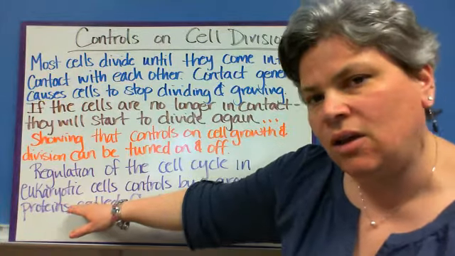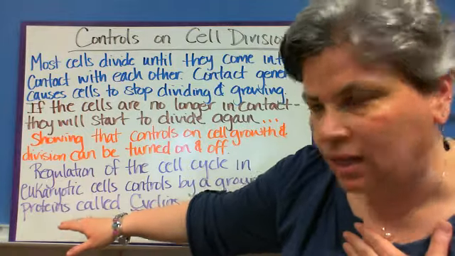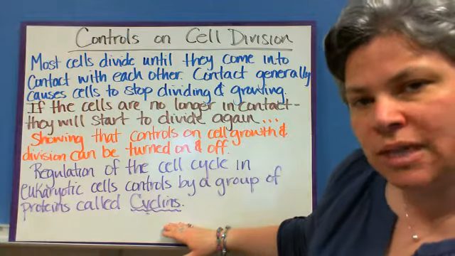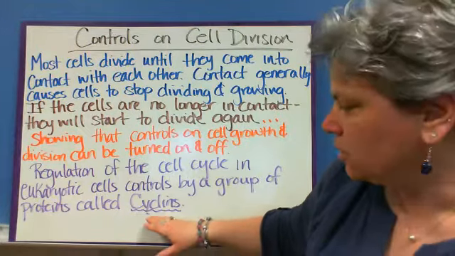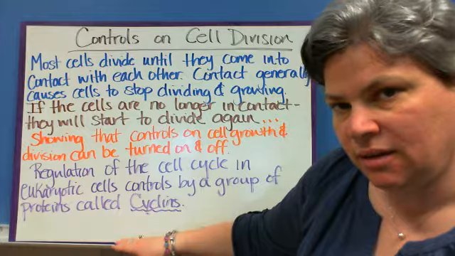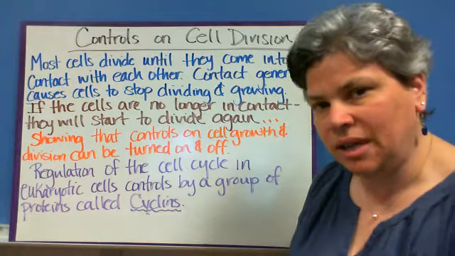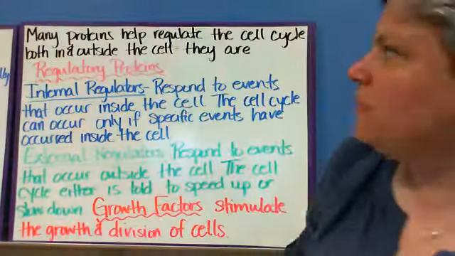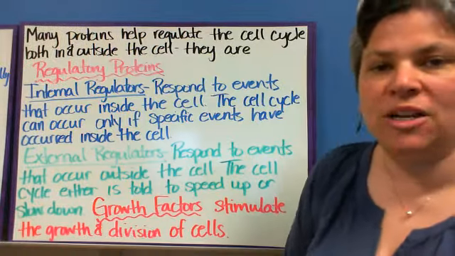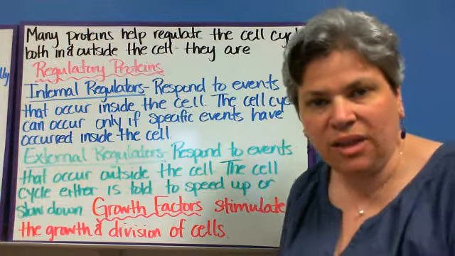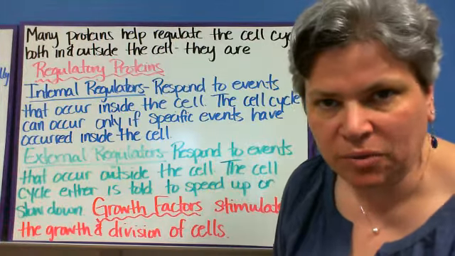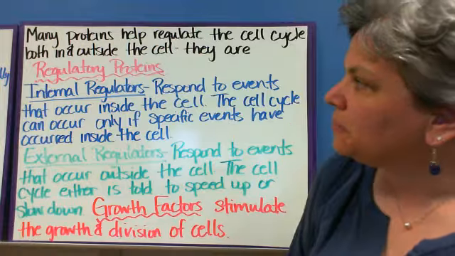Remember, a eukaryotic cell is a cell with a nuclear membrane, like us. So regulation in eukaryotic cells is done by a group of proteins called cyclins. So cyclin is a protein that controls the cell cycle. Pretty easy to remember. And there are many proteins that help actually regulate the cell cycle, both inside and outside of the cell. And we call those proteins regulatory proteins. Again, pretty easy to remember.